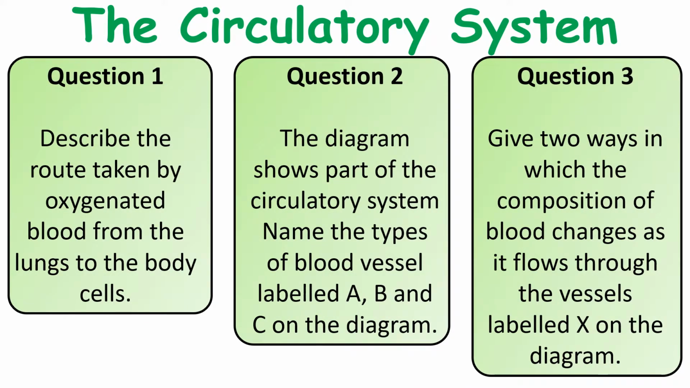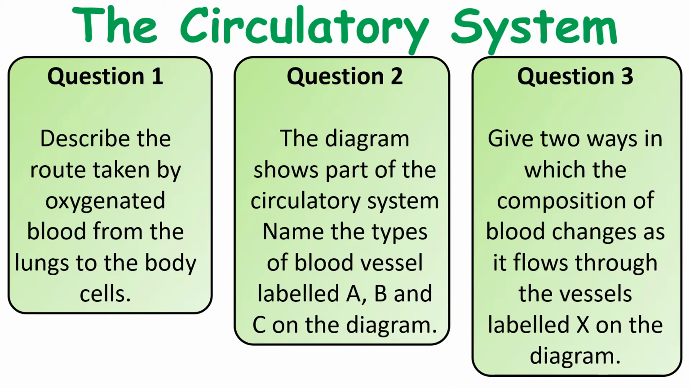So finally, on your sheet there are 3 questions that you need to work through. First question is to describe the route taken by oxygenated blood from the lungs to the body. It's important to remember that you are only talking about the blood coming back from the lungs, so you need to talk about how it's travelling back to the heart and then to the body cells. So you'll need to talk about how the blood travels from the heart through arteries, then through capillaries. Don't start talking about blood travelling back to the heart, because that is not needed by this question.